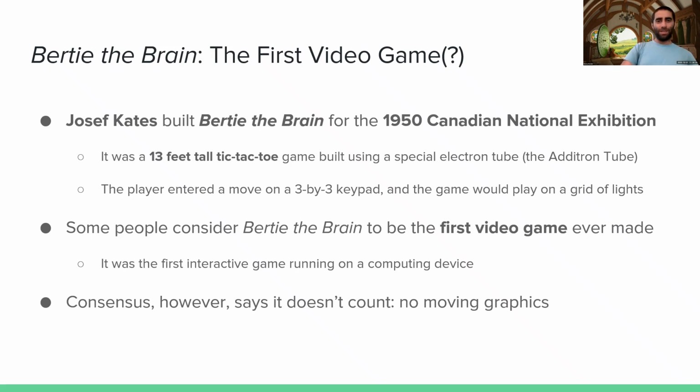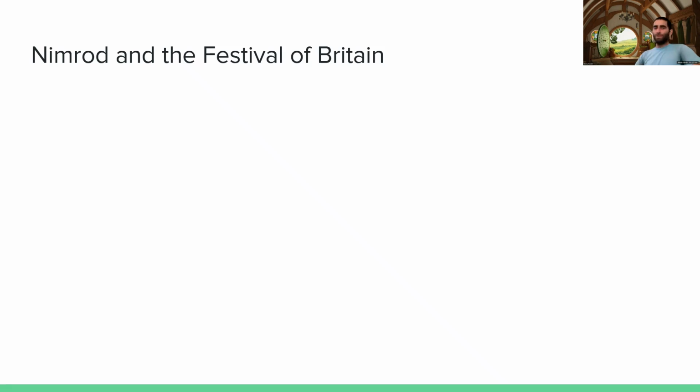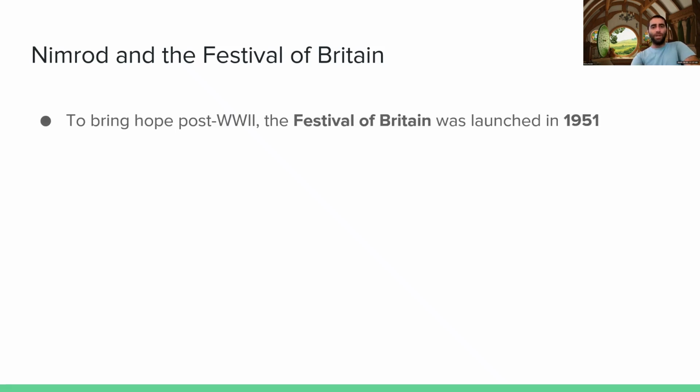Good. Okay. So we're going to go a little bit further into the future. There was a game built called Nimrod, and it was built for this thing called the Festival of Britain. After World War II, for very understandable reasons, the whole world was a little bit sad. So to try to bring some excitement and joy to the UK, the Festival of Britain was first launched in 1951. I think Winston Churchill was the one that instigated that it would happen.